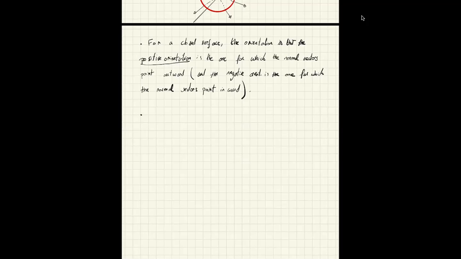Okay, surface integrals. All right, so that's pretty much it for oriented surfaces. Now we're going to use this to talk about surface integrals for vector fields.